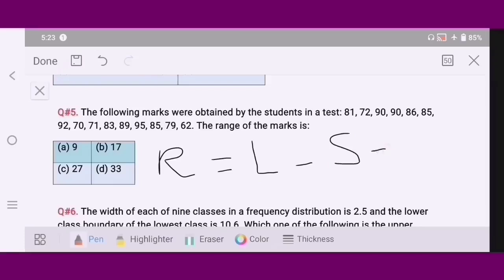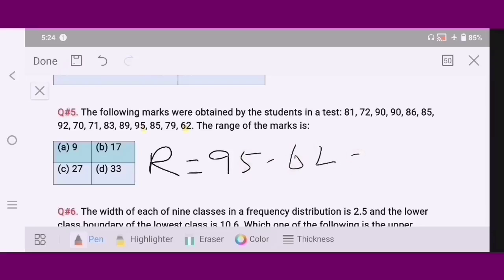So here we will find the largest value. I think the largest value is 95, and the smallest one is 62. So we write down 95 minus 62, and this gives 33. 9 minus 6 gives 3, and 5 minus 2 gives 3. So the correct option is D, that is 33.